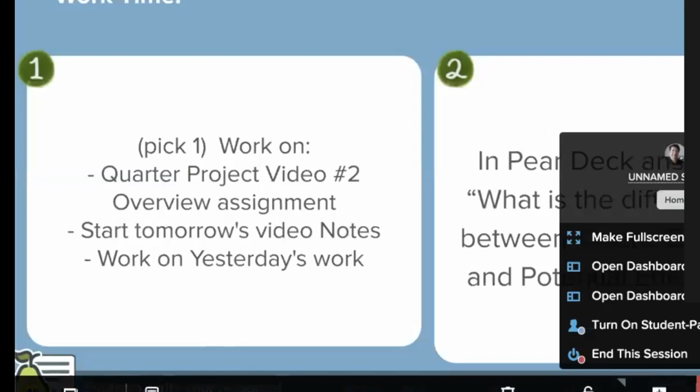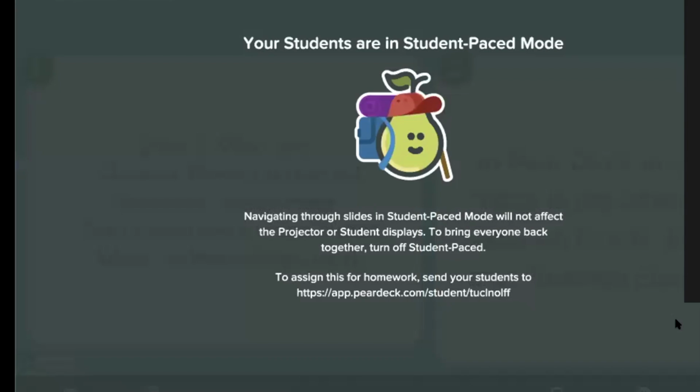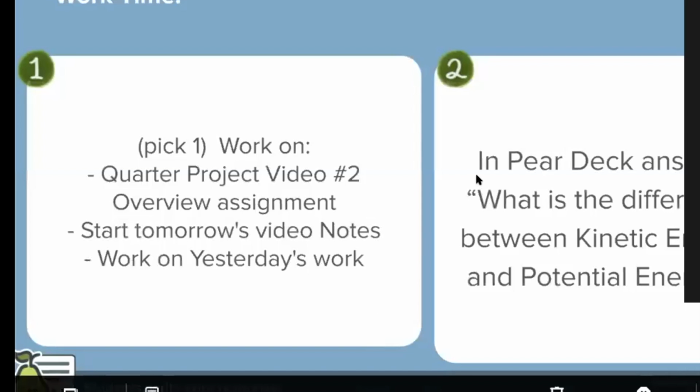All right. With that said, let's go back to the Pear Deck. You have no more time. It is now student paced. You can now go back and answer anything in the Pear Deck.